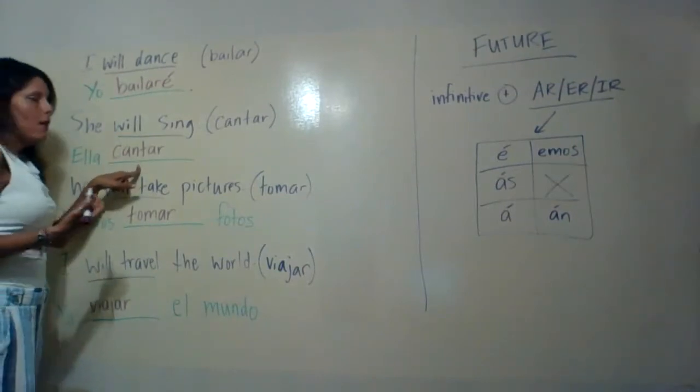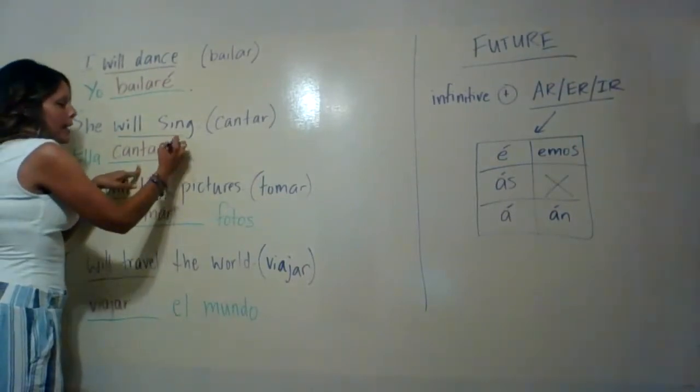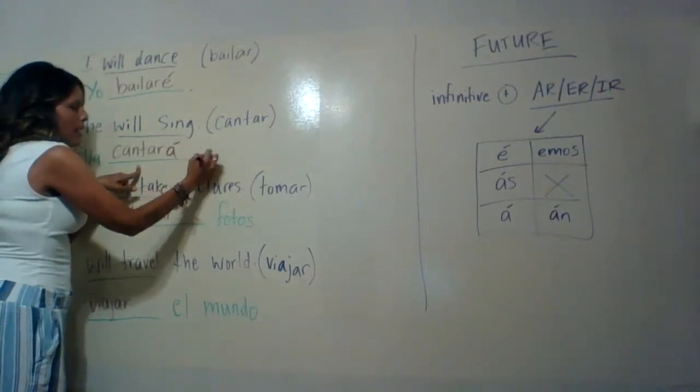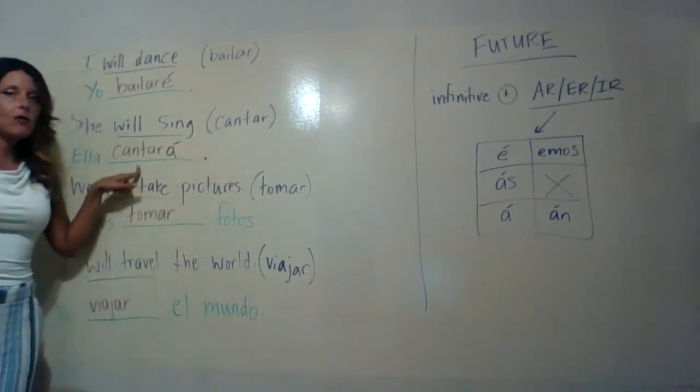There's my verb in the infinitive, and I just attach the a with an accent mark, and I put a period because my sentence is now done.